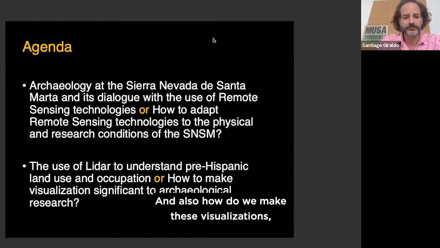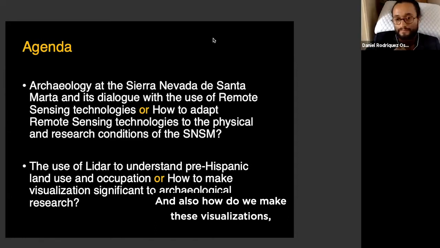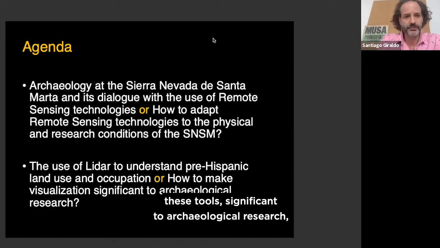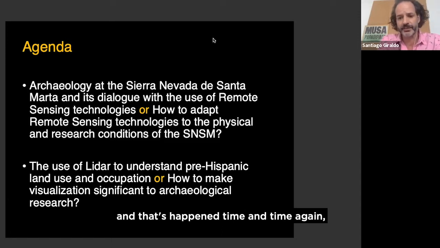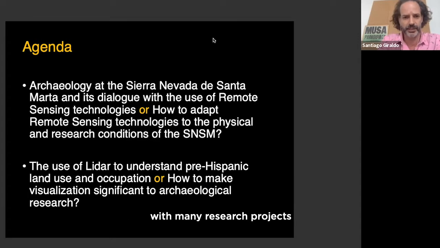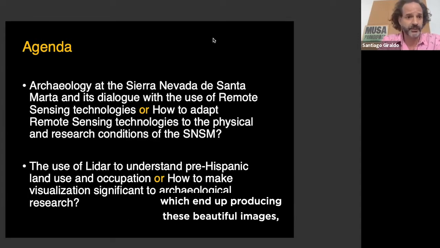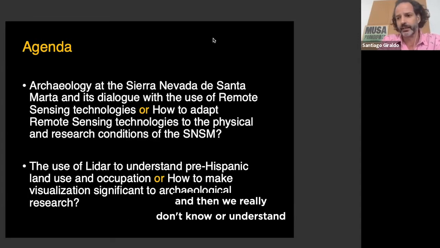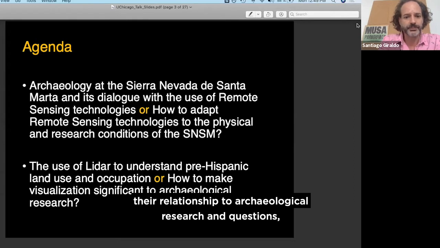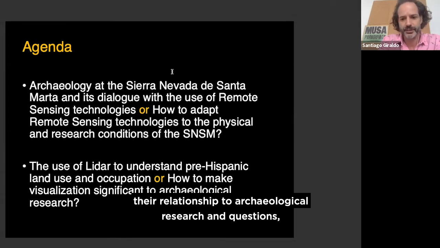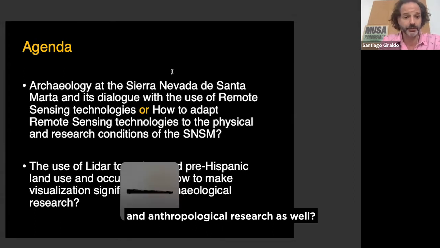And also, how do we make these visualizations, these tools, significant to archaeological research? Because they can simply be pretty images for the most part, and that's happened time and time again with many research projects, which end up producing these beautiful images, and then we really don't know or understand their relationship to archaeological research and questions and anthropological research as well.